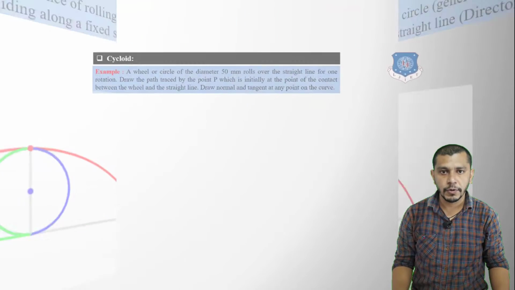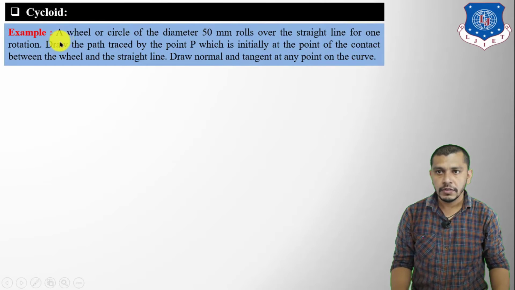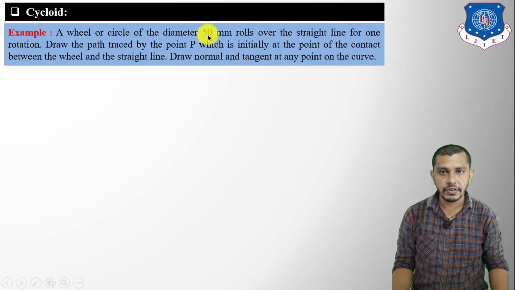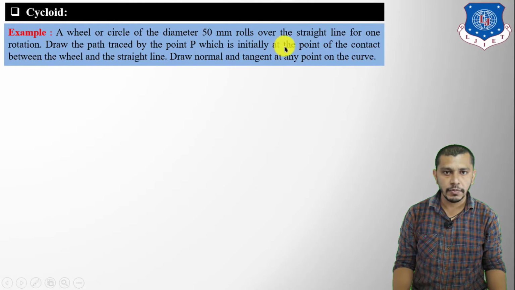So let's start with the problem of the cycloid. The given problem is: a wheel or circle of diameter 50 mm rolls over a straight line for one rotation. Draw the path traced out by point P, which is initially at the point of contact between the wheel and the straight line. Draw the normal and tangent at any point on the curve.